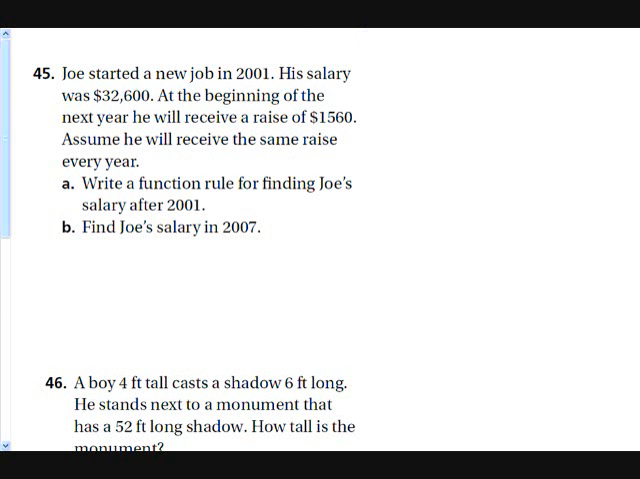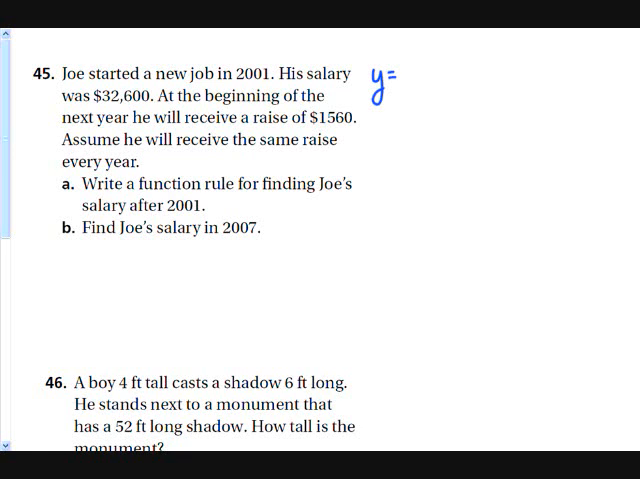In number 45, it says Joe started a new job in 2001, and his salary was $32,600 at the beginning of the year. At the beginning of the next year, he will receive a raise of $1,560. Assume he will receive the same raise every year. Write a function rule for finding Joe's salary after 2001. Find Joe's salary in 2007. All right. So essentially what we're doing here is we're going to call y his salary.